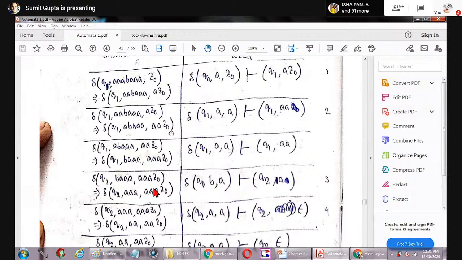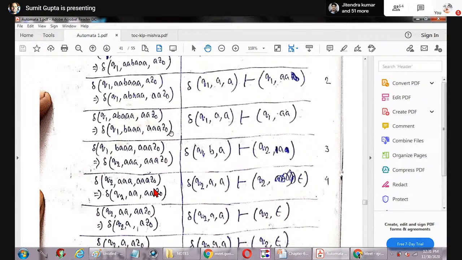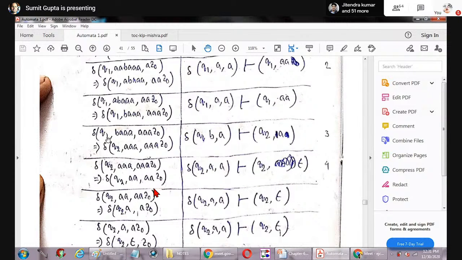Yes, sir. Next up, again the same thing. This is repeated. These two are repeated. Now suppose the chance comes for B. So when B is encountered, so Q1BA, it is Q1B and this A. What is happening? What are we doing?